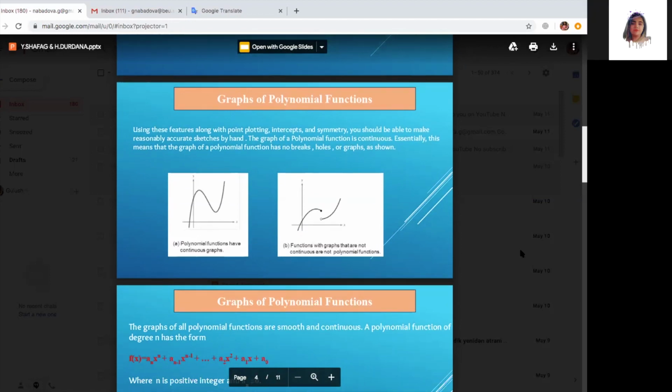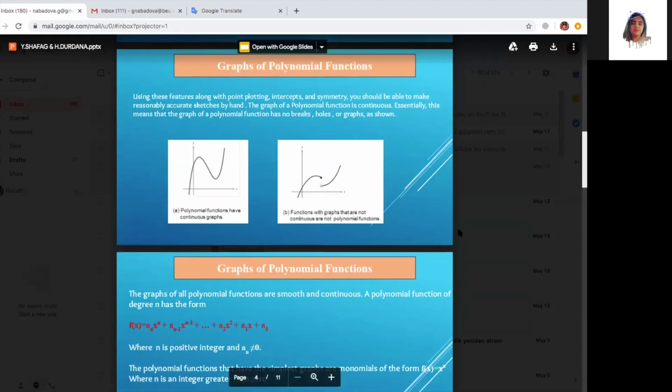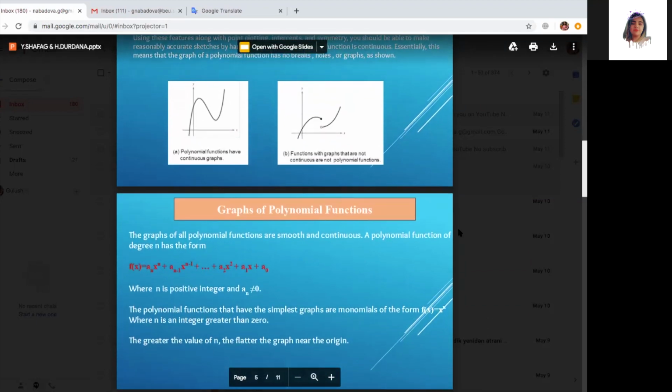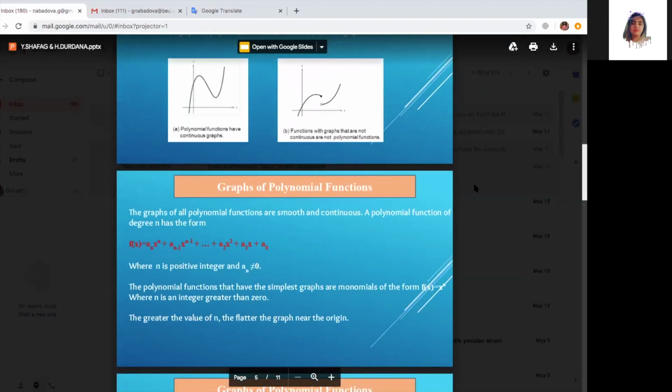Graphs of polynomial functions. Using these features along with point plotting, intercepts, and symmetry, you should be able to make a reasonably accurate sketch by hand. The graph of a polynomial function is continuous. Essentially, this means that the graph of a polynomial function has no breaks, holes, or gaps. As shown, A. Polynomial functions have continuous graphs. B. Functions with graphs that are not continuous are not polynomial functions. Next slide.